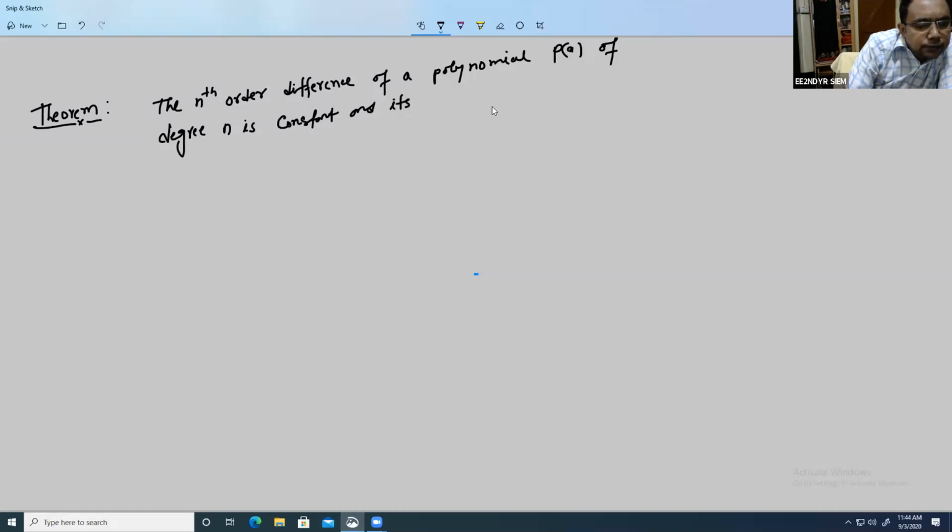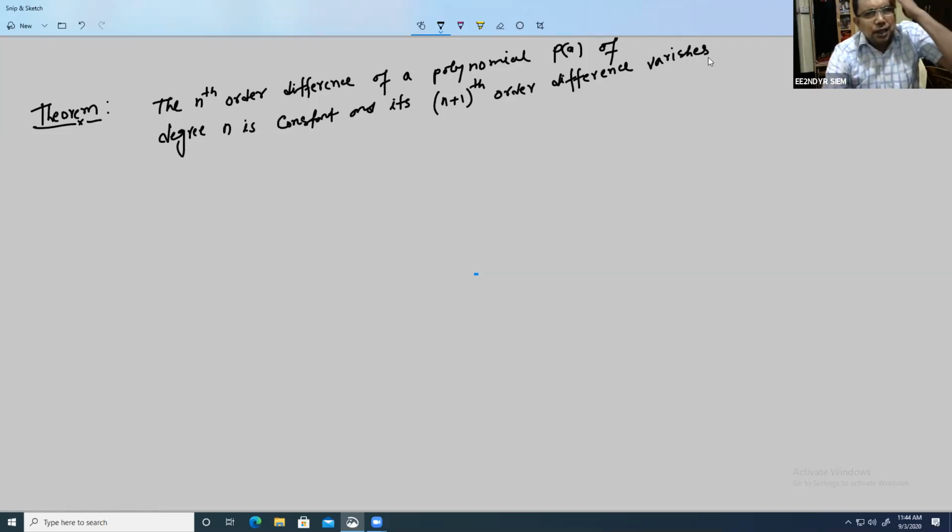and its (n+1)th order difference varies. Just remember this, and this is nothing but a statement. Clear? So here I am giving you a very important trick. Look at this, please remember this.